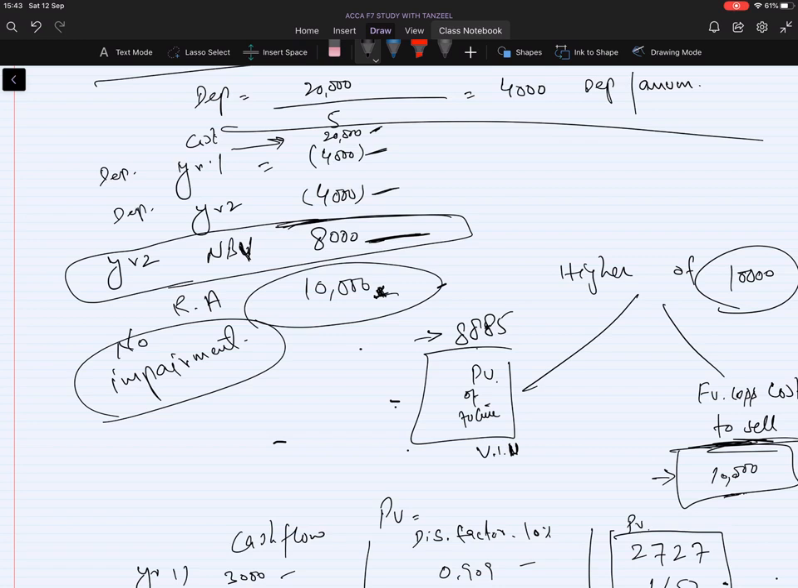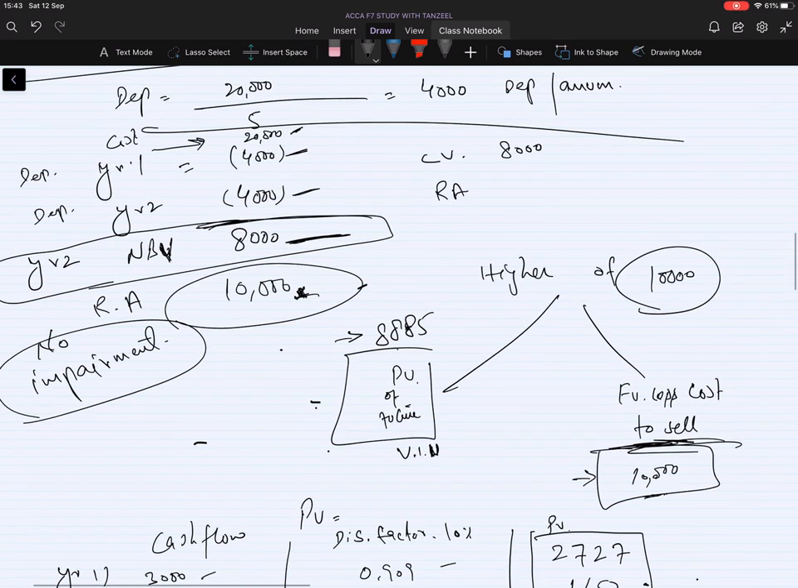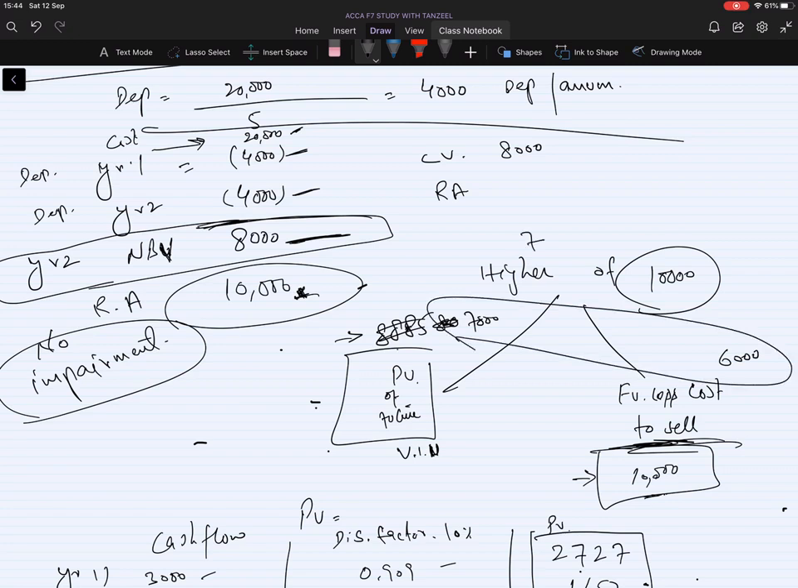And suppose you have 8,000 as a carrying value and you have a recoverable amount, suppose instead of 8,885 we have 7,000 here and we have 6,000 here. So the higher of these two will be 7,000. So it means only 1,000 is being impaired.